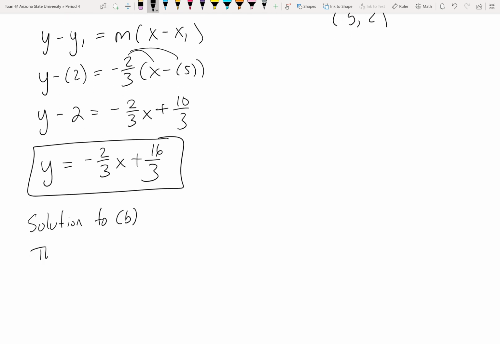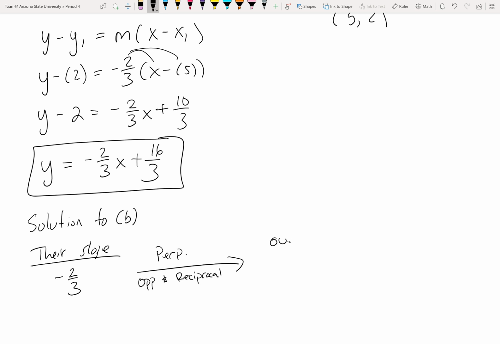We know that their slope was, what was it, negative 2/3? We wanted perpendicular, which triggers in my mind opposite and reciprocal, which means our slope should be the opposite sign. So instead of negative, be positive, and then the reciprocal, which is 3/2. That's it. That's the only difference. Then you just become a robot, write an equation of a line, given this point and that slope.